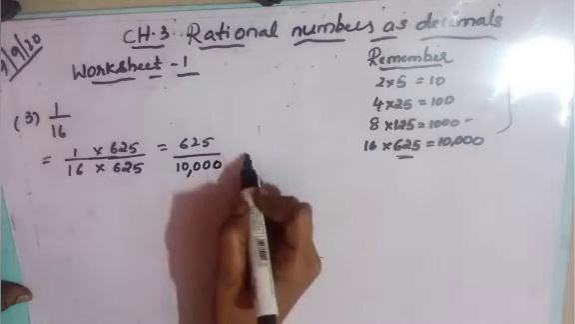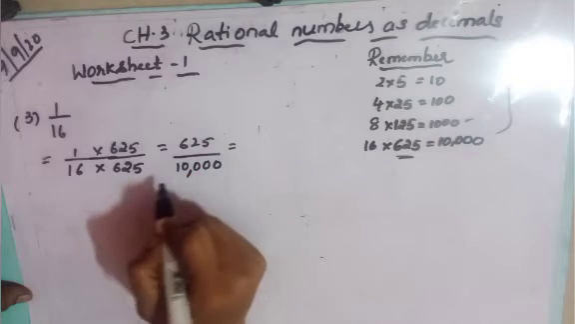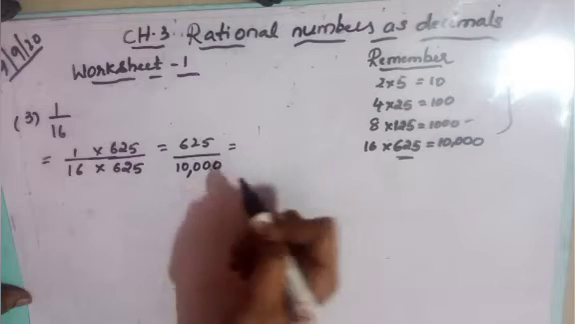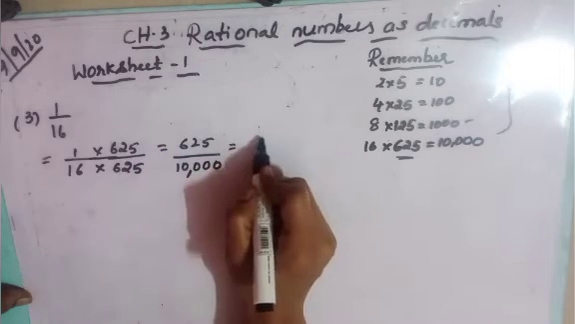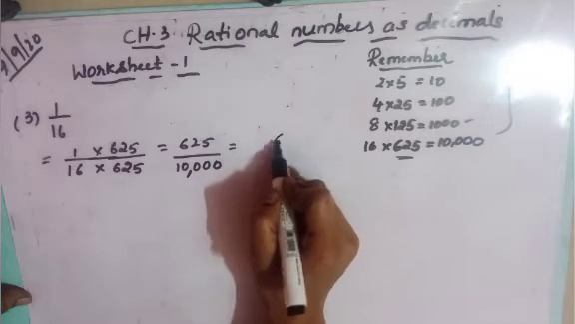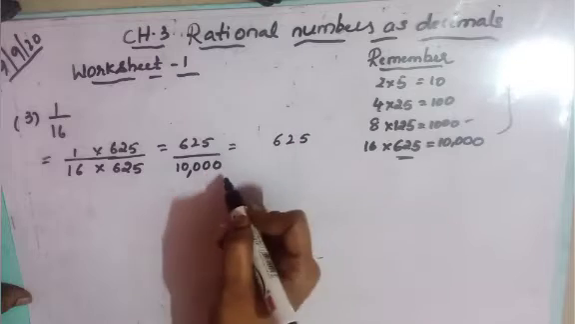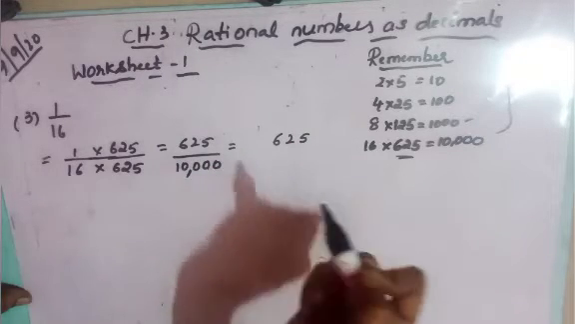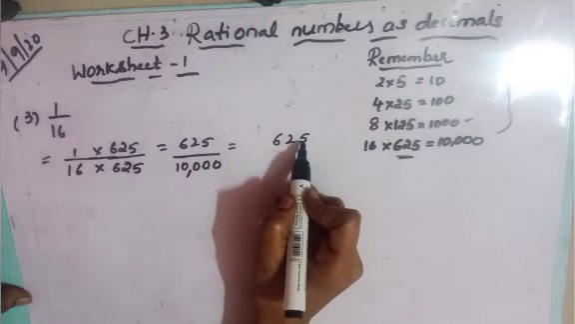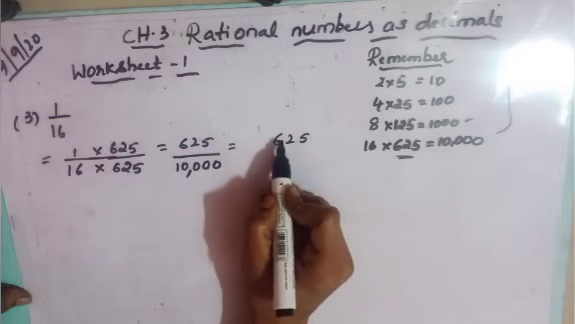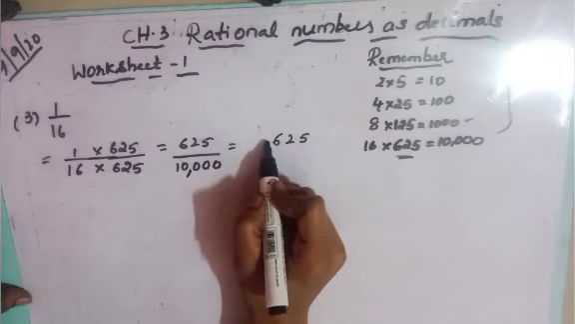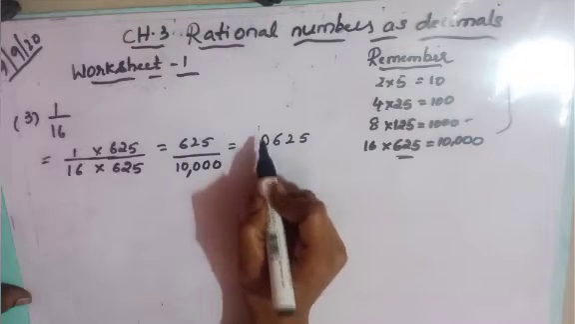So now let us write. Now we have converted the denominator into powers of 10, that is it has become 10,000. Now write this 625 as it is. Here in the denominator 10,000 means how many zeros? 1 2 3 4. 4 zeros means we should have 4 digits here. 1 2 3 digits only we have. Still one more digit we need here. So in front of this number write 0.